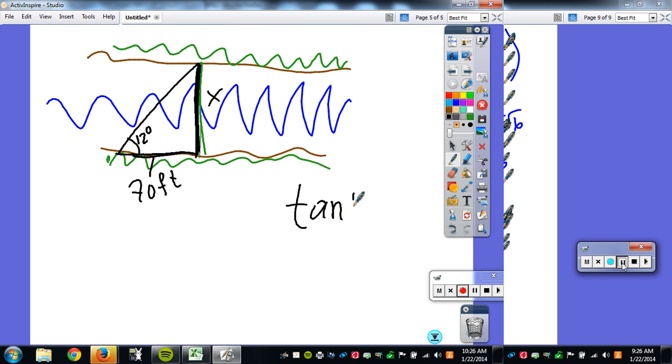Tangent of 12 degrees. So what mode should my calculator be in? Degree mode. Equals x over 70, right? How do we solve this? We times by 70, so x equals 70 tangent of 12.